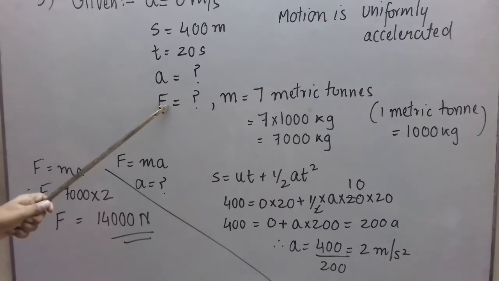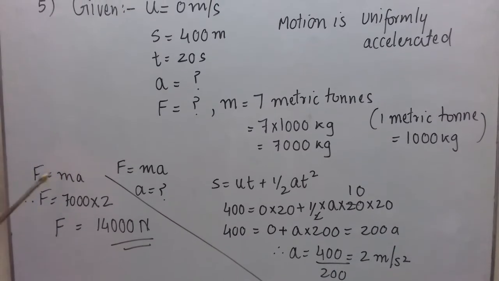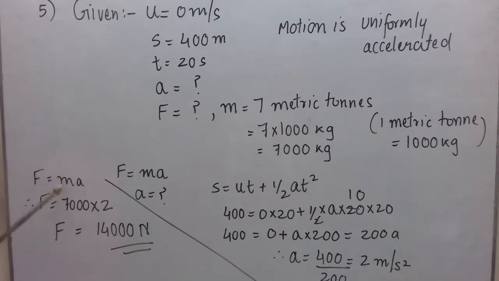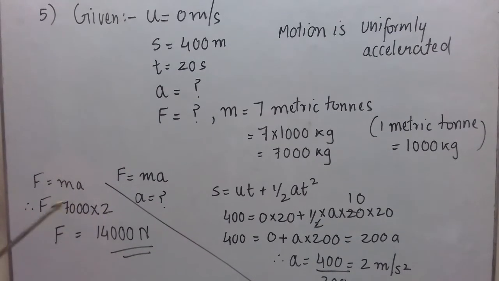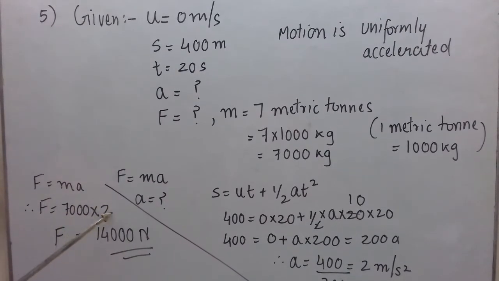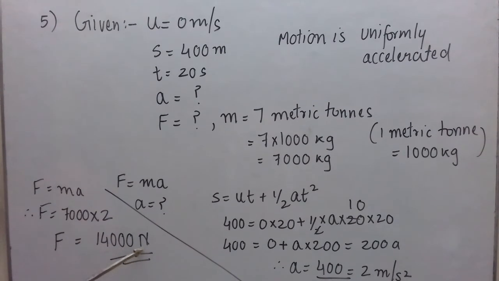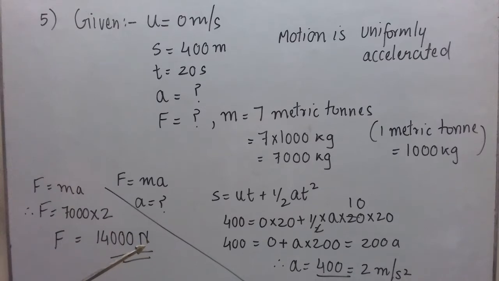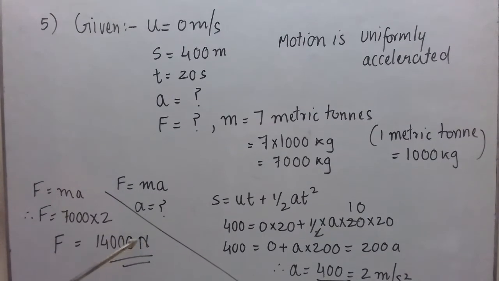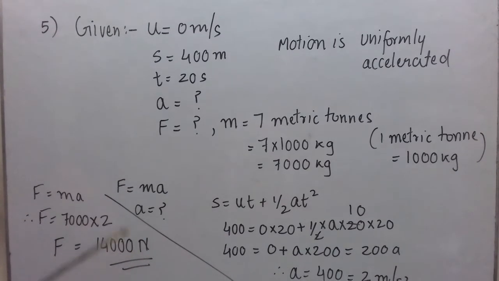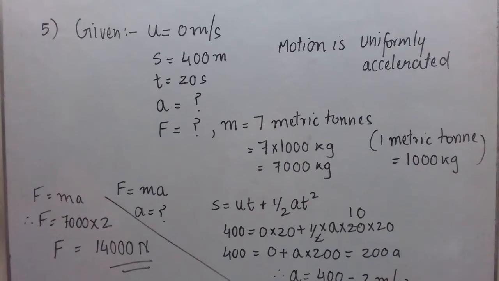Now next is F. Now we can use Newton's second law of motion. The same formula, F is ma. Mass is now known, 7000 kg, and acceleration is 2 meter per second square. So F is 7000 into 2, that is 14,000 Newton. Either you write the complete spelling, but then it should start with a small letter, N-E-W-T-O-N, Newton, or you write the symbol capital N. This was quite a simple numerical. I hope it is clear to you.